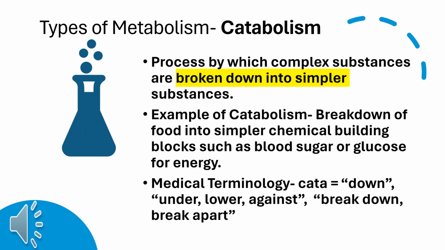The opposite of anabolism is catabolism. Catabolism is the process by which complex substances are broken down into simpler substances. An example of catabolism is the breakdown of food into simple chemical building blocks, such as sugar or glucose, into ATP or energy. So, cata means down. Bolism is to break down. So we have processes in the body that build things up, which is anabolism, or break things down, which is catabolism.